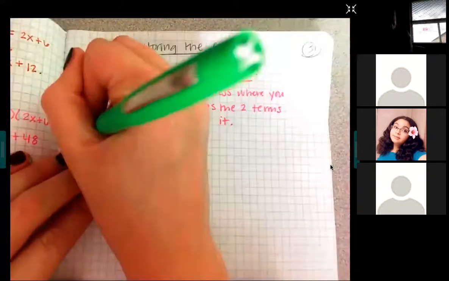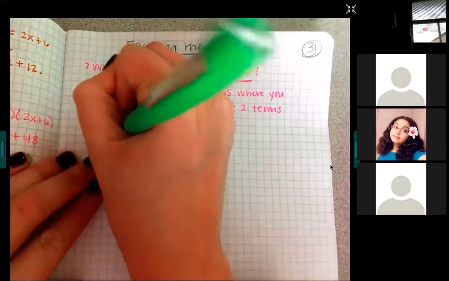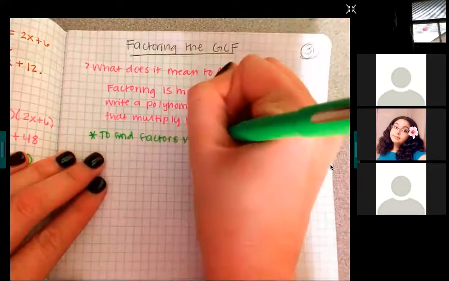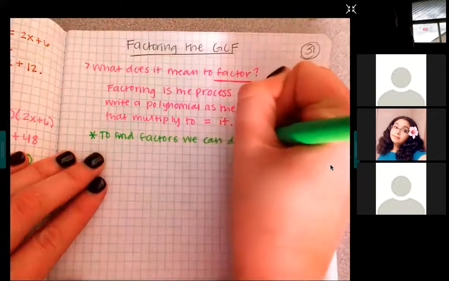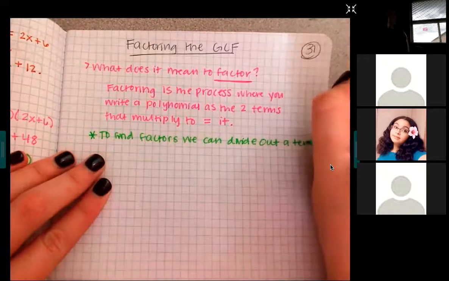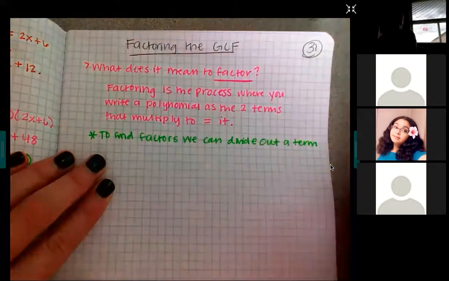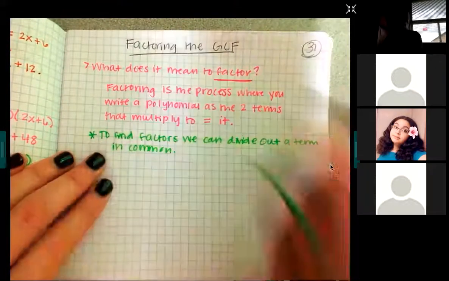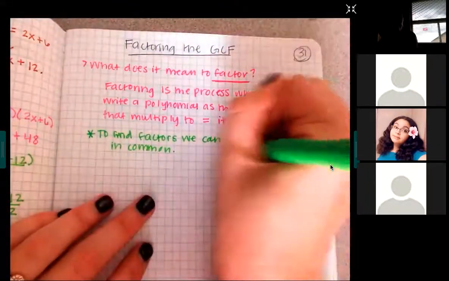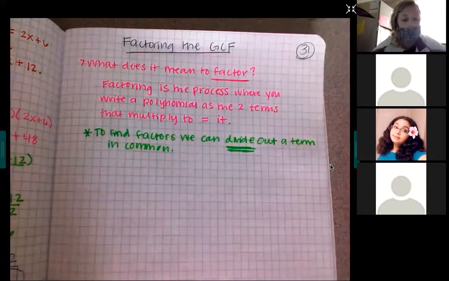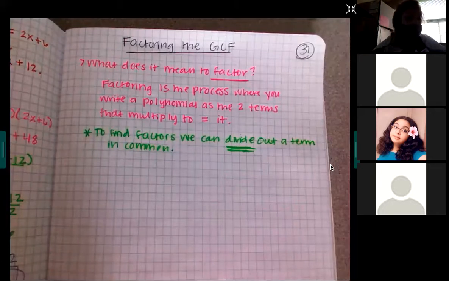Okay. So to find factors, we can divide. Sorry, that's a little sloppy, but that's going to be the key word today. We can divide out the term in common. And y'all know I will write steps for you.